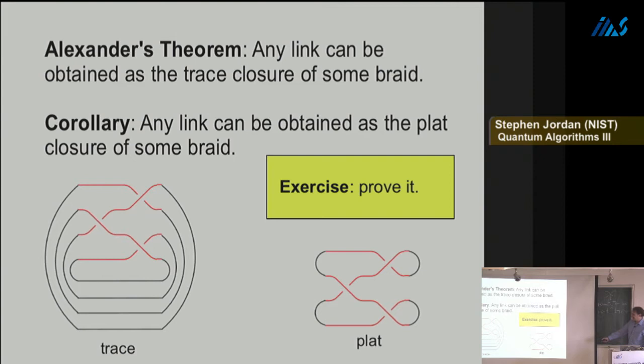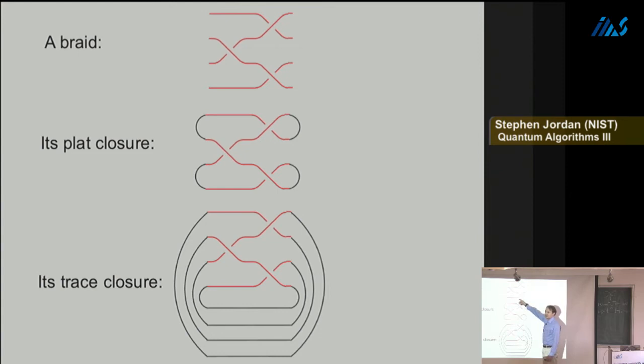Does anyone see it? Is there a question? The part here in red is the original braid, and then you take a little bit more string and add it to these ends to connect them to each other. So now this thing is just one continuous loop. So now it's a knot.